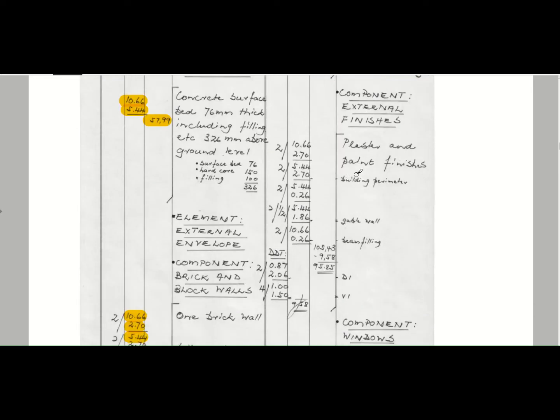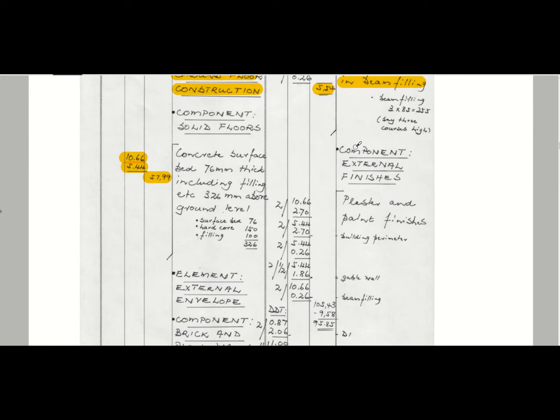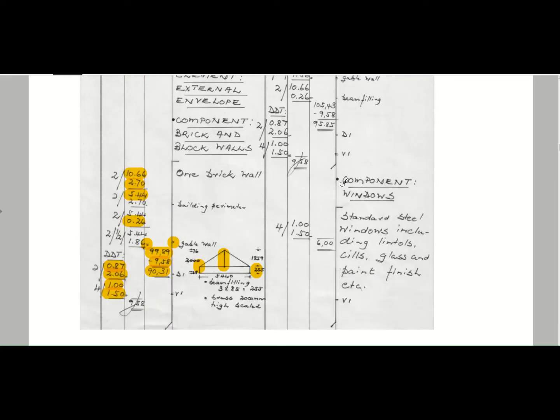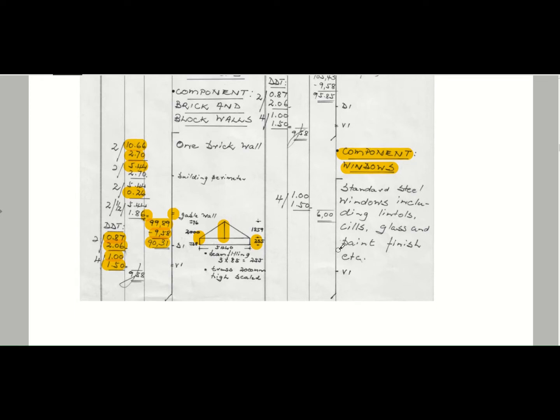Okay, so then you will see that the measurement will go through your component external finishes and your component windows, etc. Standard steel windows including lintels, sills, glass, paint, finishes, etc. In the elemental estimation, we usually measure it in number. So whenever you have number here, it's just a number times a specific item here that you might use. So you have the option of actually measuring it in square meters or in number, and we'll get to the guide a little bit later on.